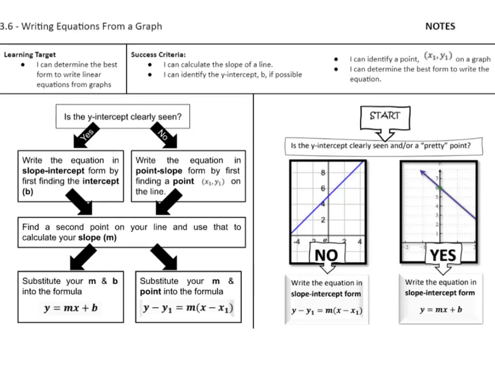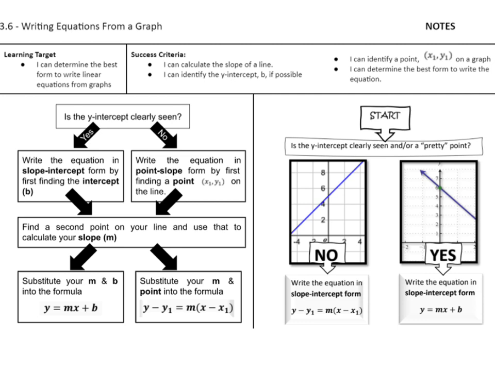Hey guys, we're going to look at writing equations from a graph today. If we are given a graph, how can we write an equation? Our goal is to write the equation in its best form. We've learned about the three forms: slope-intercept, standard, and point-slope. Looking at the graph, we're going to decide which form is best to write the equation in, and then write the equation from there.